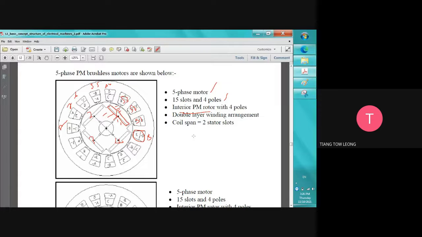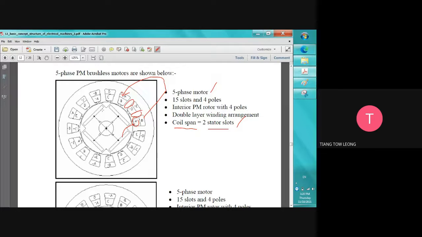And then coil span 2 stator slot. Coil span is a little bit different. Coil span is actually a name on how we want to wind the motor. This means two stator slot, which means for example this one A, it will cross 2 teeth. So when I slot in, then I slot inside, and then I come out here. And then we cross 1 teeth, 2 teeth. This is called 2 stator slot coil span.